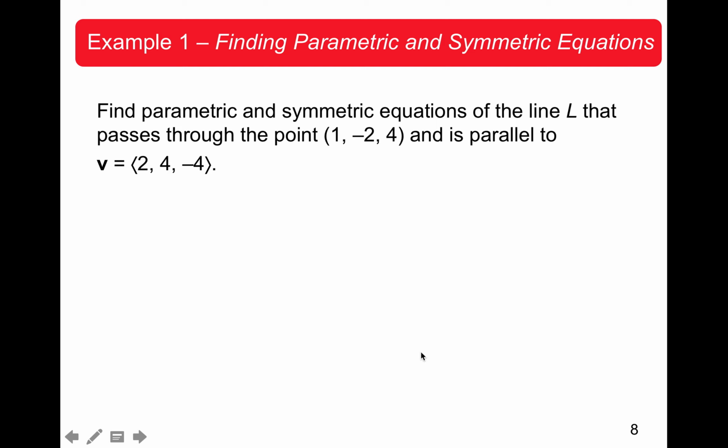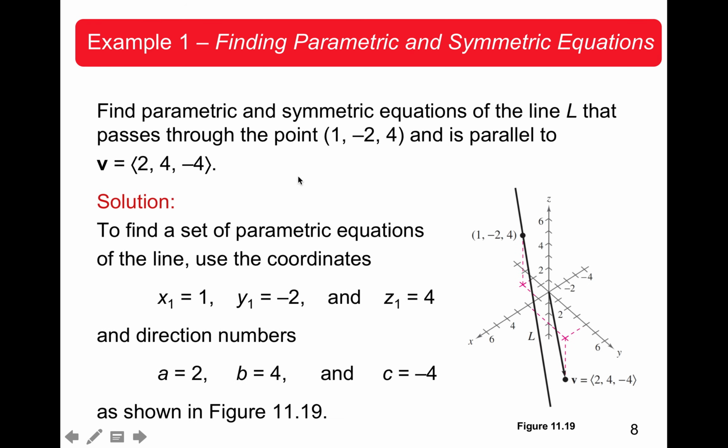So example 1, we're going to find the parametric and symmetric equations for line L that passes through the point (1, -2, 4) and is parallel to vector v. So the first thing that we're going to do is find the set of parametric equations. So we know that our x1 is 1, our y1 is negative 2, and our z1 is 4. And then our direction numbers are 2, 4, negative 4. So here's a picture illustrating that. So we have our x1, y1, z1, and our a, b, c.